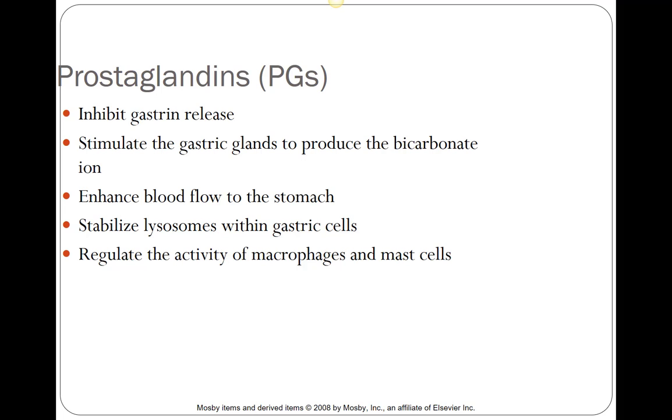Prostaglandins are very important. When we look at prostaglandins, they're very important at inhibiting gastrin release, therefore slowing down the amount of hydrochloric acid being made. And then they stimulate bicarbonate and mucus production in the stomach. They also enhance blood flow to the stomach, and they're important in making sure that macrophages and mast cells are very active in the stomach, and mast cells are basophils as far as immune production. They're also very important for stabilizing the gastric cells themselves against the hydrochloric acid.